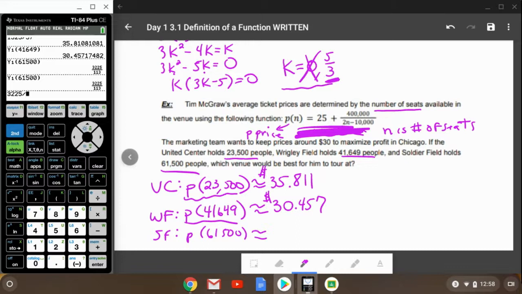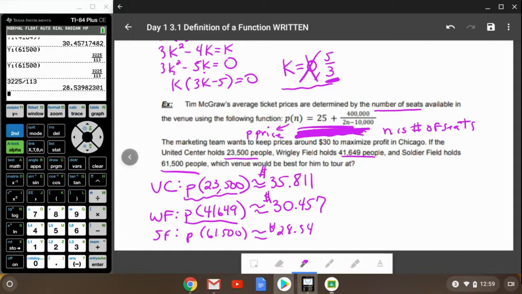3225 divided by 113. These newer calculators give you that. The older ones, the regular TI-84s, would just give you the decimal approximation. But sometimes the shortcuts are nice. All right, $25.54, oops, got to round carefully.